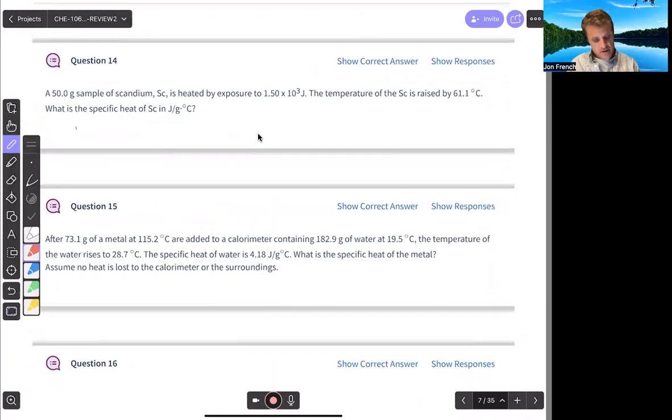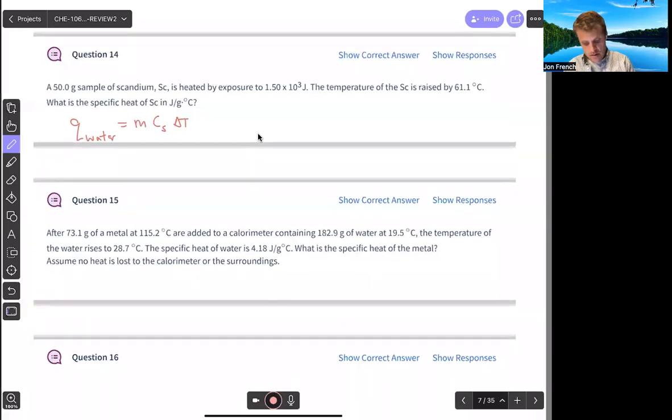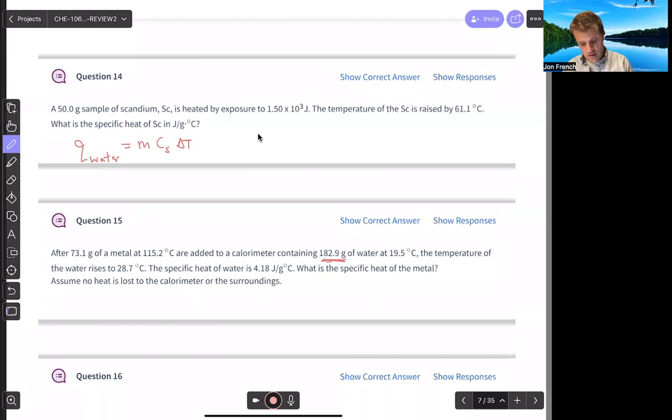Q equals mC delta T calculations, right? Q of the water equals mass of the water times specific heat times delta T. So for this reaction, we know the grams of water, we can get the delta T of water, and we know the specific heat of water, to find the Q of water. So Q for the water, 182.9 grams of water, 4.18 joules per gram per degree Celsius. My delta T is final minus initial, 28.7.